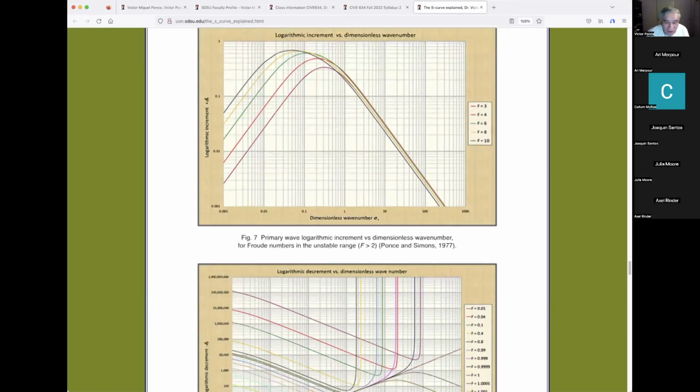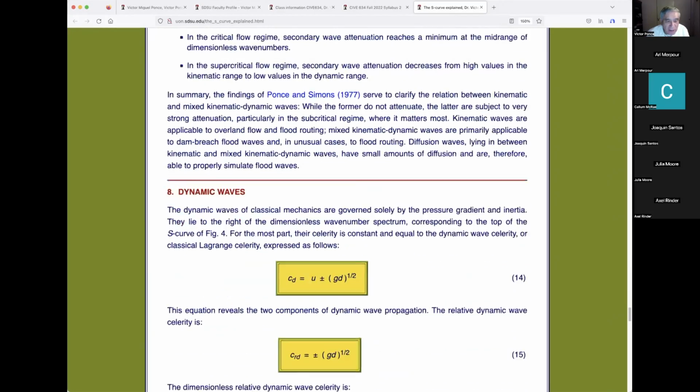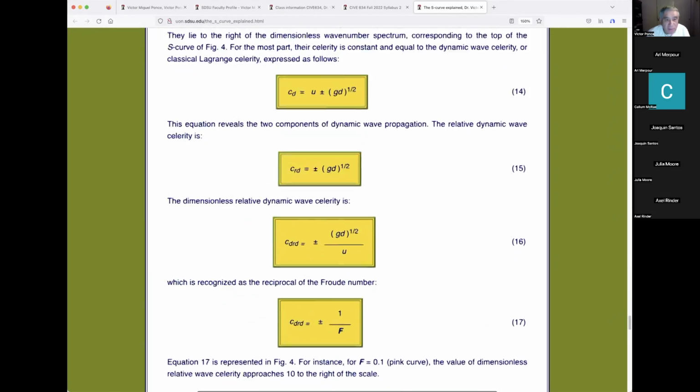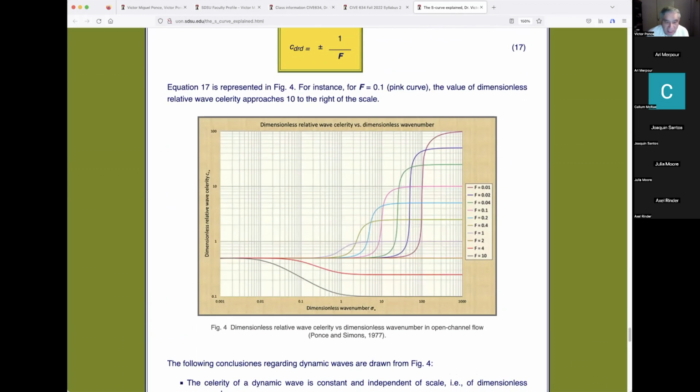At any rate, these are the graphs that complement the work that we did in the dynamic waves over here, the dynamic waves of Lagrange. The dynamic waves of Lagrange, again, the so-called S-curve, that's why I call it my S-curve. I'm the only one that calls it my S-curve, because it is mine and because it looks like an S, right?